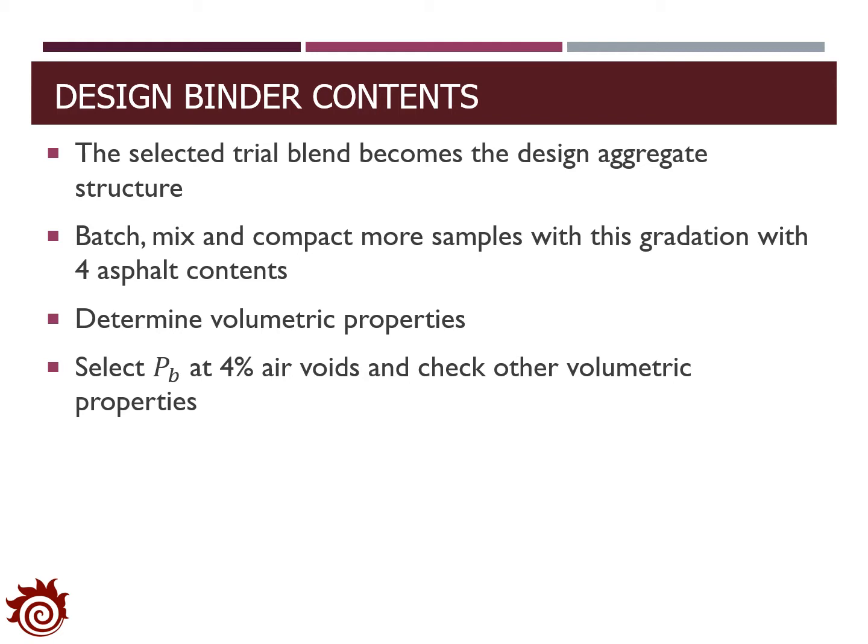In the third step, we will use the aggregate with the designed gradation from the second step, and the aggregate will then be batched, mixed, and compacted with 4 different asphalt contents. We will then estimate the volumetric properties of the 4 specimens. With the results, we can calculate the asphalt contents at 4% air voids and also check the other volumetric properties, and that will be the major task in the third step.